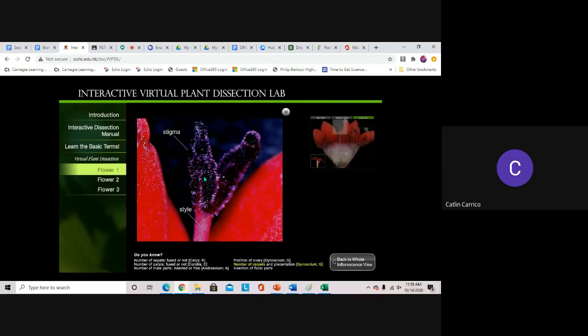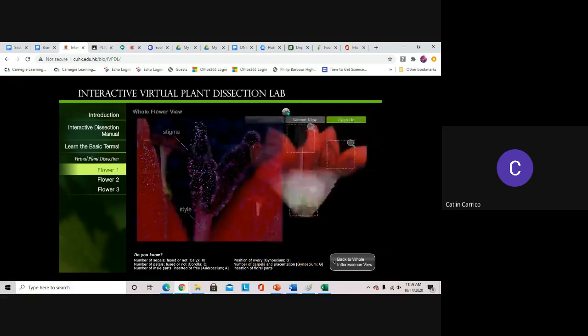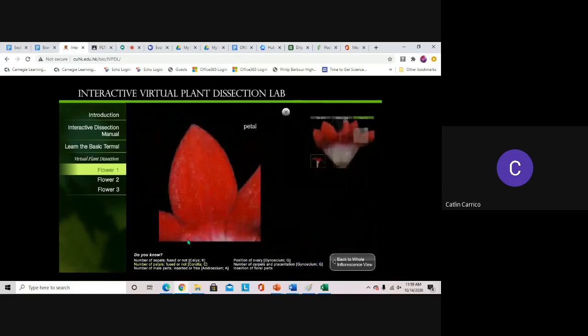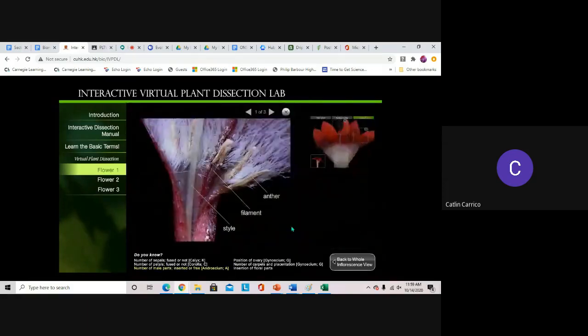You can see that it has a little bit of texture on here. That is what holds the pollen. Look at the flower here, this petal. It has texture, it's not just smooth. And we look down here, we have the male part of the flower.